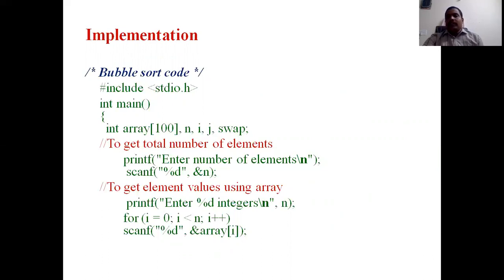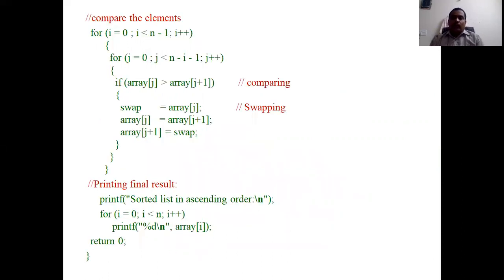So we are getting the value 0 to n minus 1. Then we have to compare. So now we are implementing the bubble sort. But we have to take compare. We will take the first element.